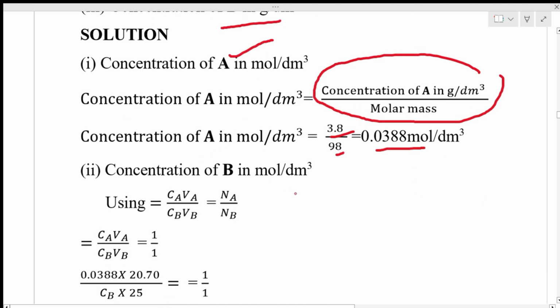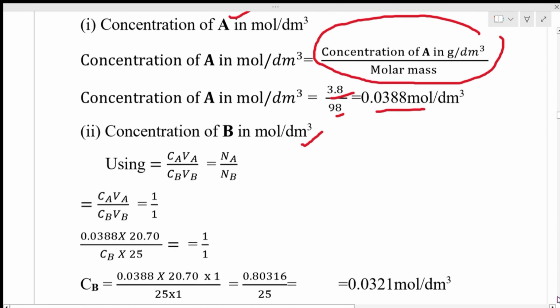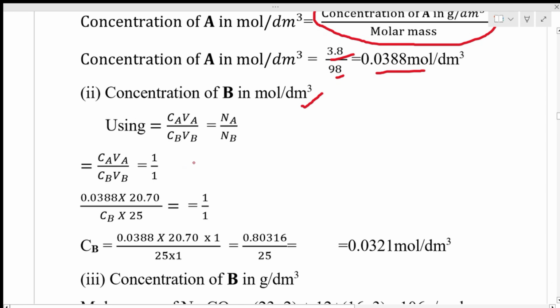We are done with this, so let's move to the second one. Concentration of B in mole per dm³. So we are using our formula. Remember I told you the expression is 1 mark, the substitution is also 1 mark, the change of formula is also 1 mark, and the final answer is also 1 mark.